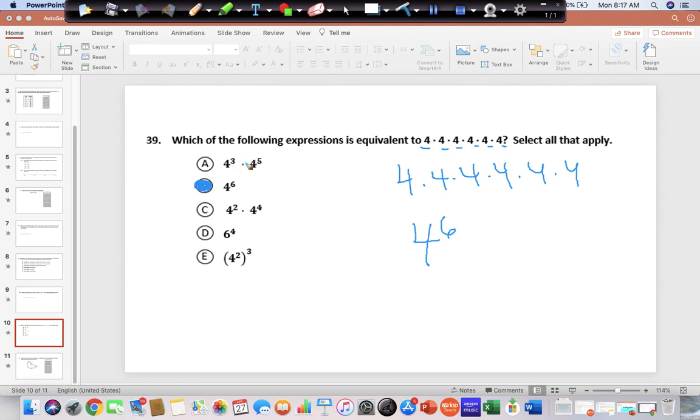If we've got 4 to the 3rd power and 4 to the 5th power, you're going to add those exponents together, and 3 plus 5 gives us 8. Okay, so this is 4 to the 8th power. That is not the same as 4 to the 6th. We have 2 plus 4 here, which gives us 6, so that is 4 to the 6th power.